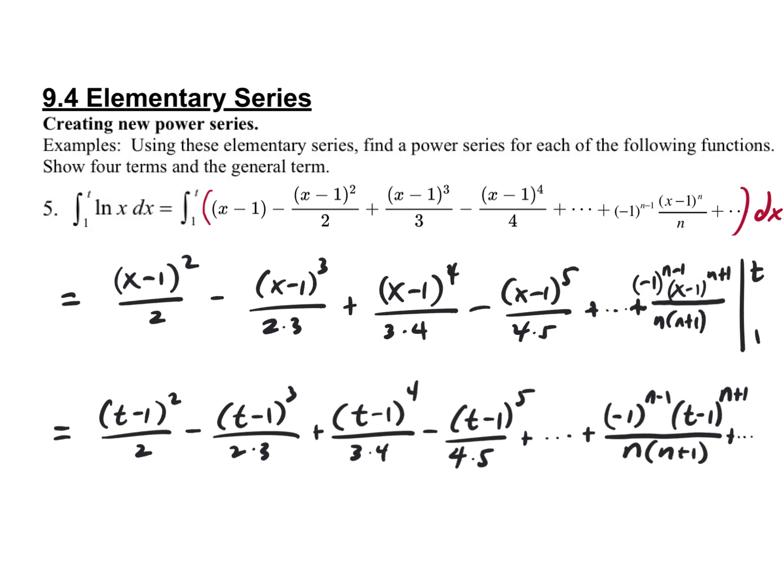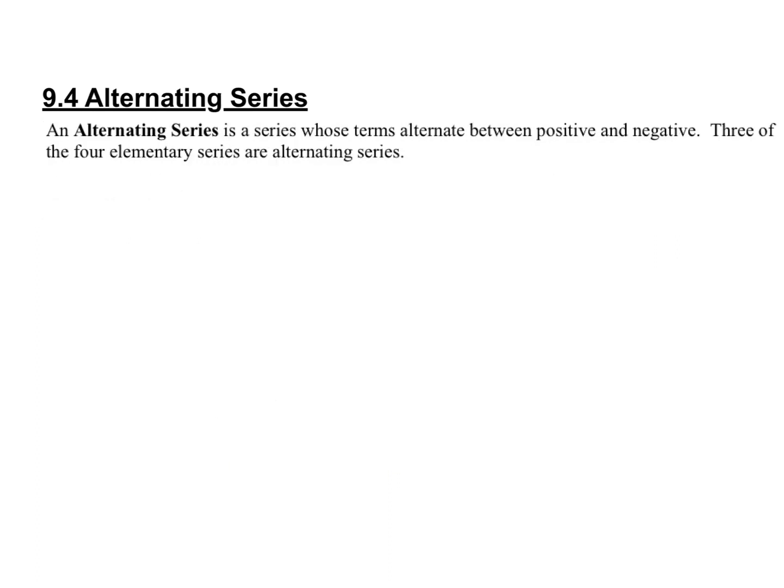Okay? All right, let's shift to the alternating series test. We're going to talk about what an alternating series is. We've been talking about it for a few days. An alternating series just means the terms alternate between positive and negative. That negative 1 to the n or n plus 1 is your indicator that it's an alternating series. And as we talked about earlier, 3 of the 4 elementary series were alternating. The only one that wasn't was e to the x.